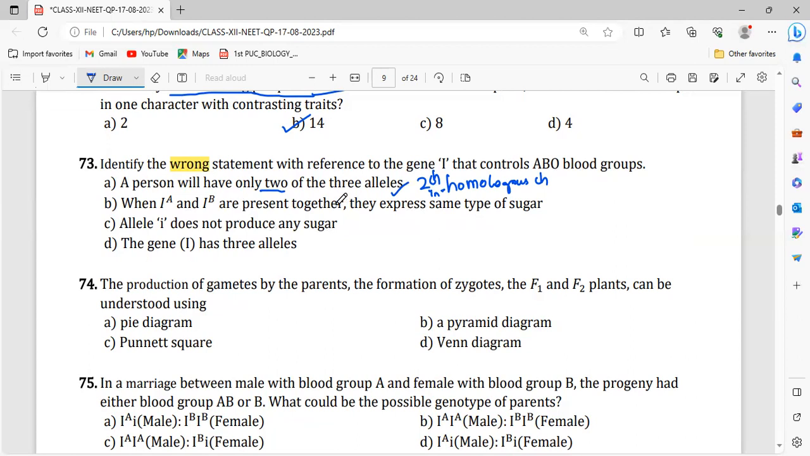When IA and IB are present together, they express the same type of sugar. It's not the same type. They will express different types of sugar. IA will produce one type of sugar and IB will produce a different type of sugar. Allele small i does not produce any sugar. That is correct. Gene I has three alleles. Yes, the three alleles are IA, IB, and small i. So even this is correct. So here B is the wrong statement.